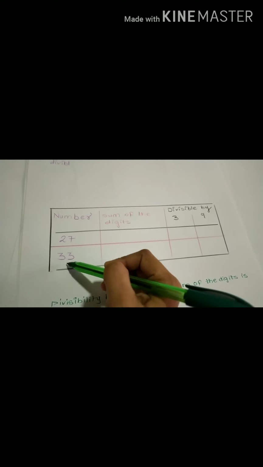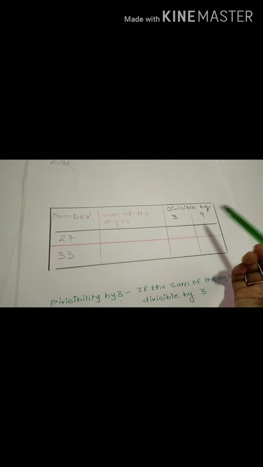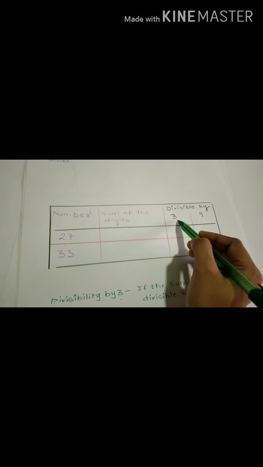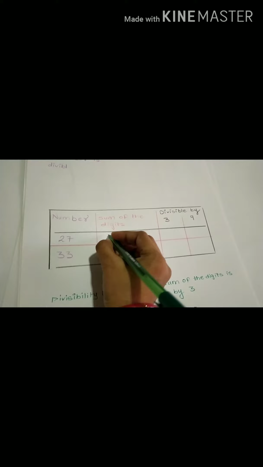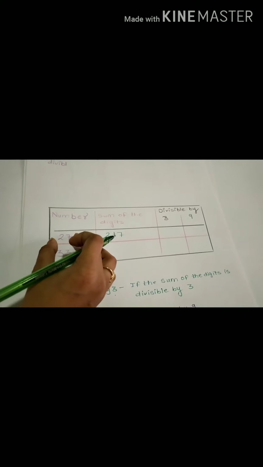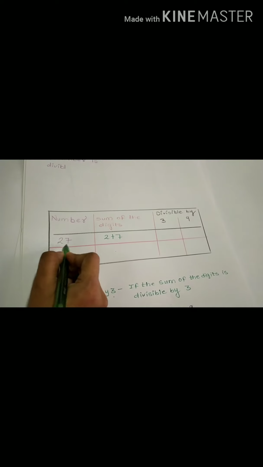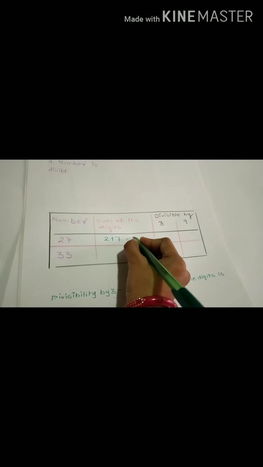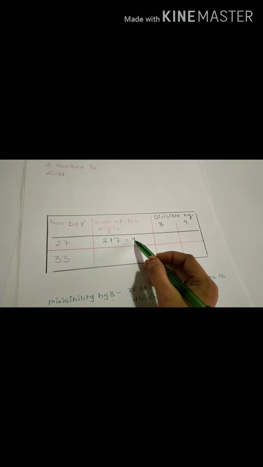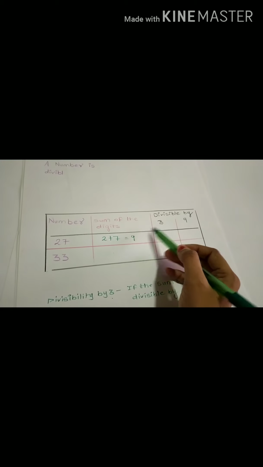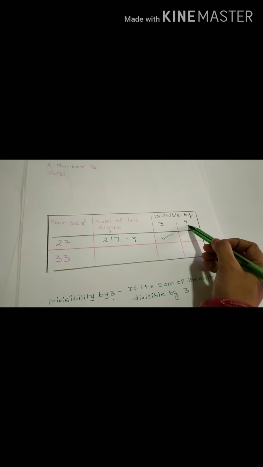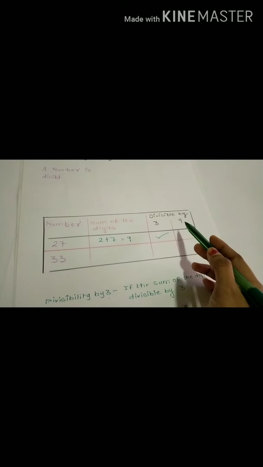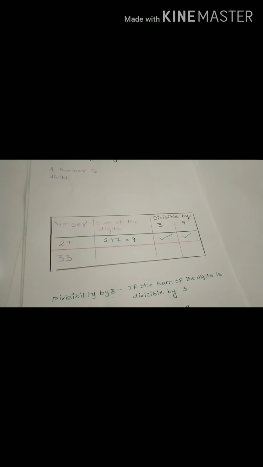Let's see some examples here. In the first column numbers are written, and we have to check divisibility by 3 and 9. So we have to check whether 27 is divisible by 3 and 9. First we will check divisibility by 3 using the sum of the digits. The number is 27, and the sum is 2 plus 7, which is 9. Now we have to check whether 9 is divisible by 3. 3 3s are 9, yes, so it is divisible. Now we will check divisibility by 9. Same way, 9 is present in the table of 9, so yes, this is also divisible.